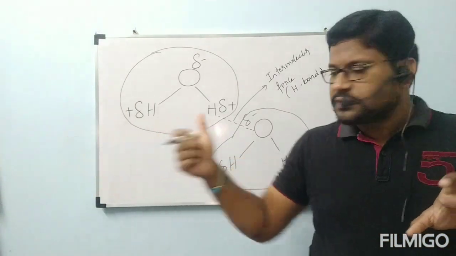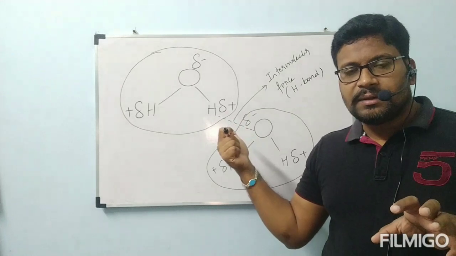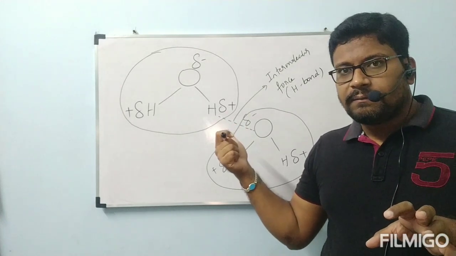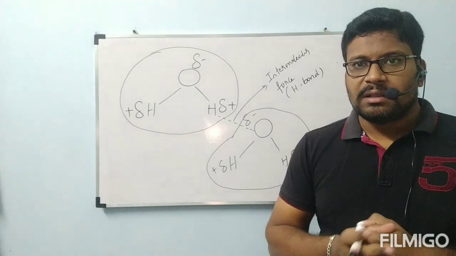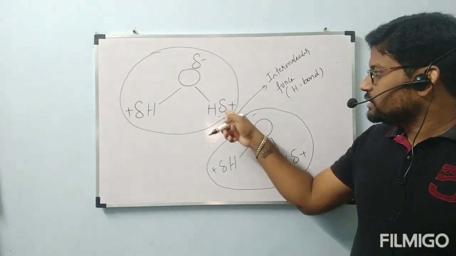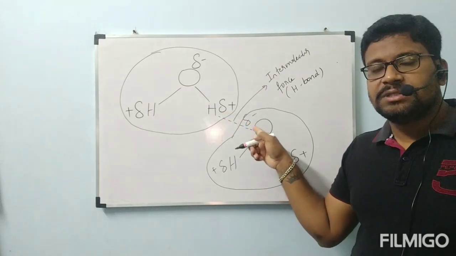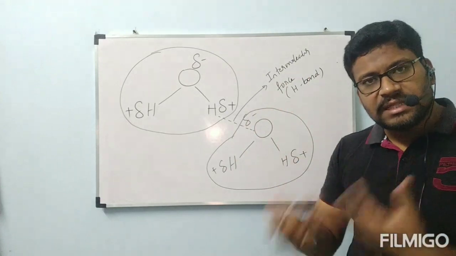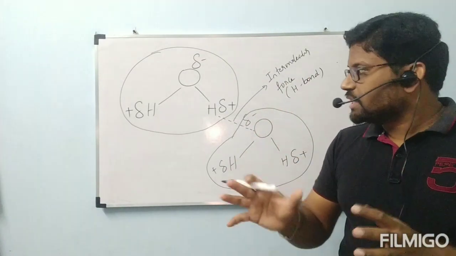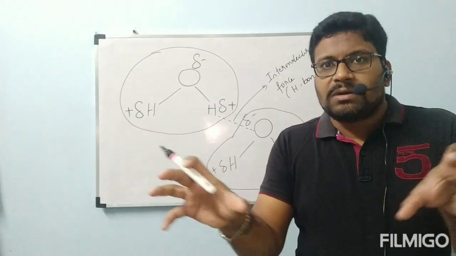Because of this electrostatic force, this is a type of electrostatic force only. Are you understanding? Electrostatic force is nothing but that attraction between two opposite charges. This is delta positive charge and this is delta negative charge. This is one type of electrostatic force only, or intermolecular force. Both are the same, which keeps the water molecules a little bit closer.